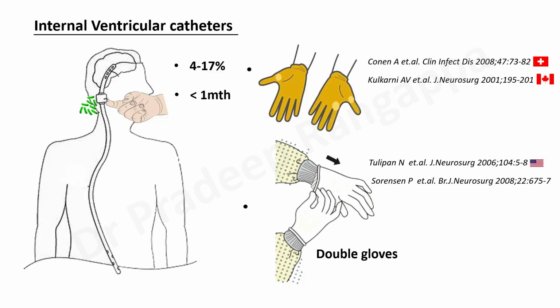So there are two studies to substantiate double gloving and removal of one glove before handling the catheter, significantly shown to reduce the risk, or mitigate the risk, of infections with regards to VP shunts or internal ventricular catheters. So this is something simple, evidence based and quite interesting for all the intensivists to make note of.